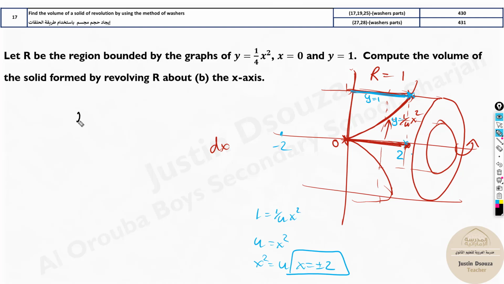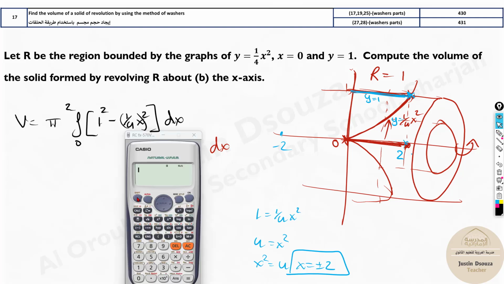So I'll just use it over here. Integral. So pi is outside, volume is equal to pi integral 0 to 2. Outer radius, it's 1 minus 1 squared, minus the inner radius. What is the inner radius? It's 1/4 x squared. This is entire square, dx. Put this in the calculator and you will get the answer. Let's have the calculator with us.